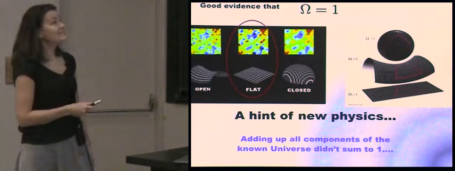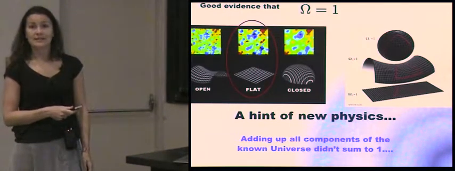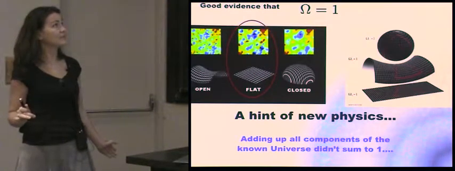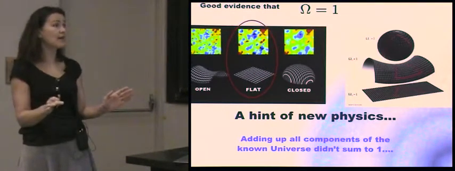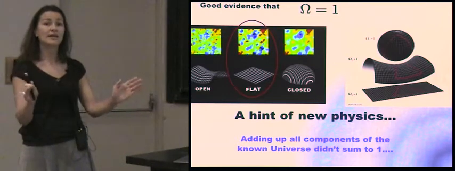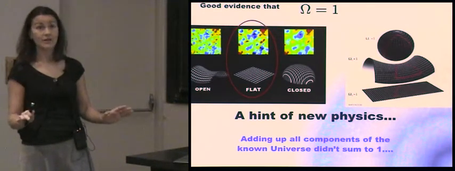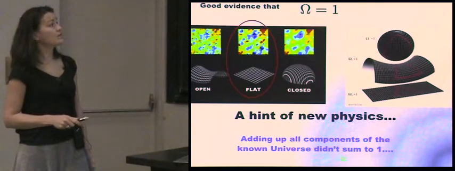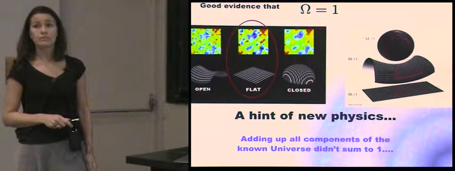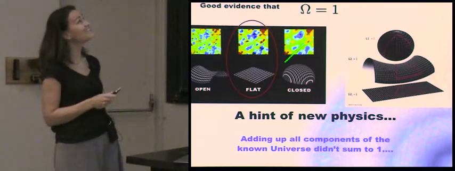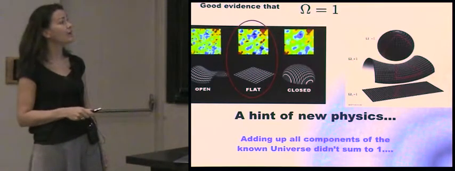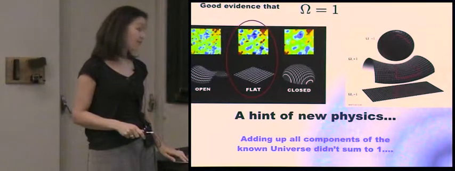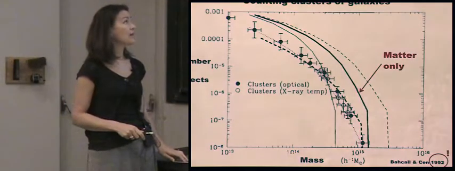So the next step is this hint of new physics. We really can't walk away there and claim that we know everything that exists in the universe. We can't just close the book and say, well, it's radiation, dark matter, and visible matter, and that's the end of it. The reason we can't is that adding up all the components of the known universe didn't sum to 1. We have very good evidence that omega was equal to 1, but adding up all the stuff we see and the dark matter that we infer from lensing, etc., we don't get 1.